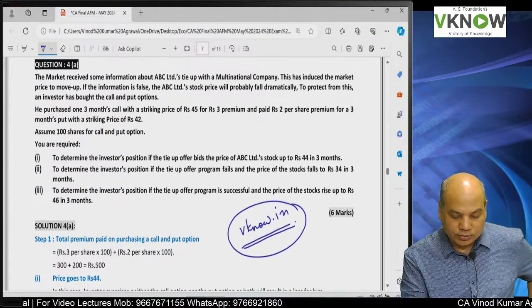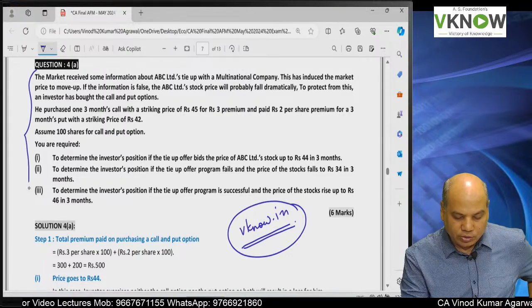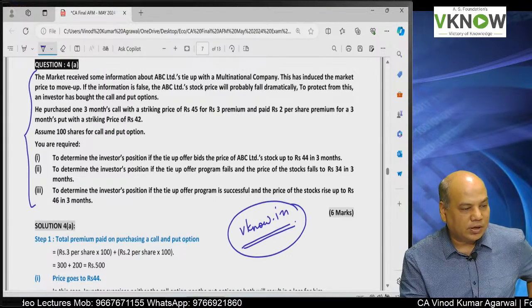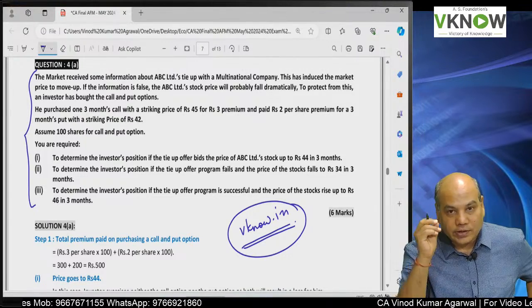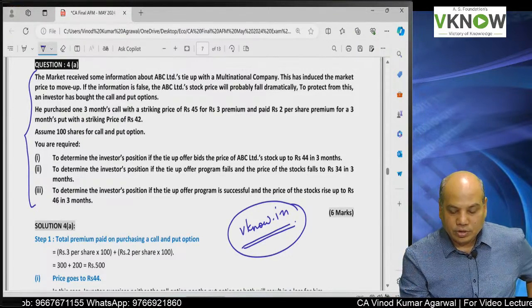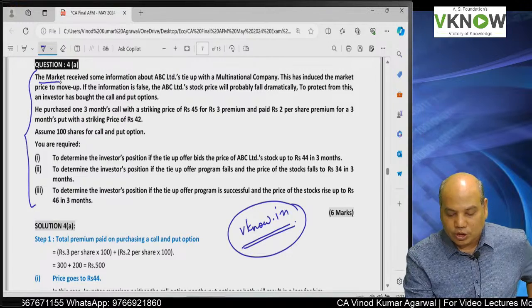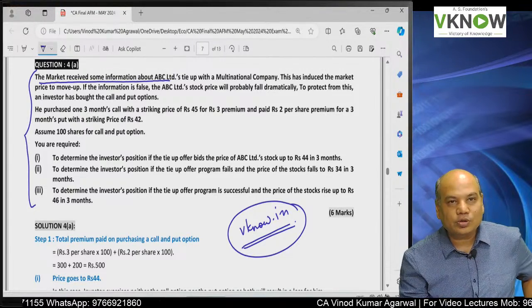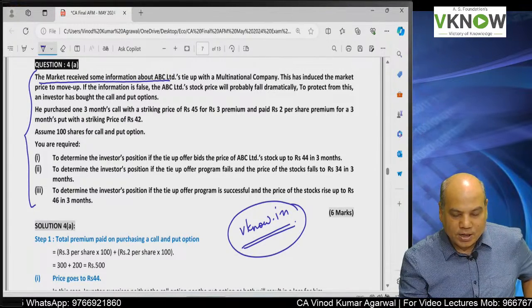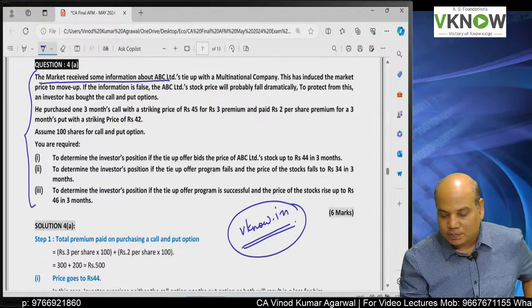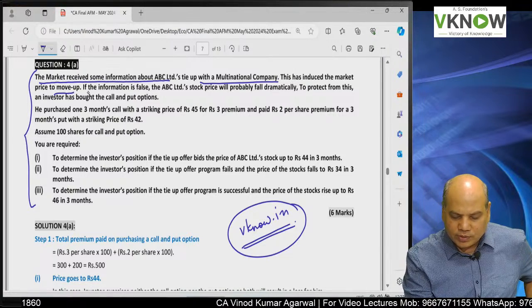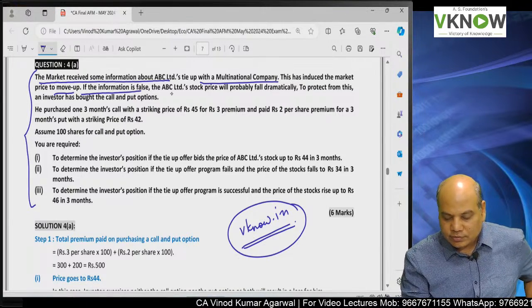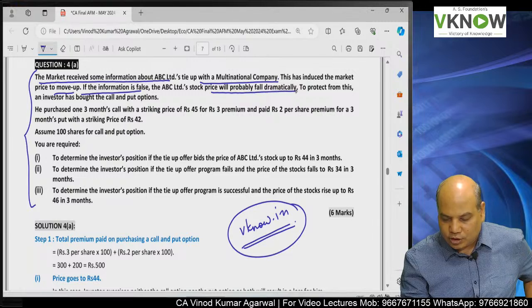Question number 4A. This is the only simple question on derivative options they have asked, and it is there in the study material and repeated in the exam so many times that by reading the first 2-3 lines only you will understand what they are going to ask. The market received some information about ABC tie-up with a multinational company. This has induced the market price to move up. If the information is false, ABC stock price will fall dramatically.